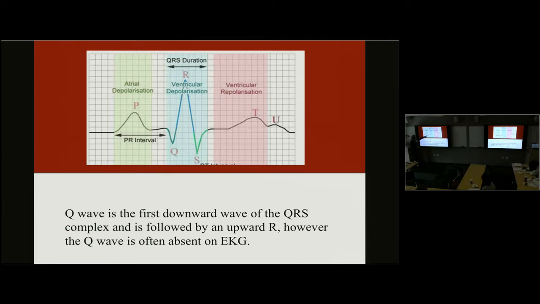I wanted you to be aware that this first deflection right at the ventricular depolarization is called your Q wave. And so your Q wave is the first downward wave of the QRS complex, and then it's followed by an R wave. But you should know that sometimes the Q wave is absent. It's not so obvious that it's right here, but it's still right before it starts to go up. So this is your Q wave, your R wave, and your S wave.